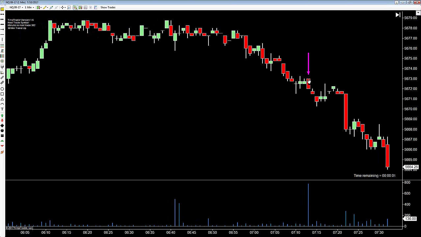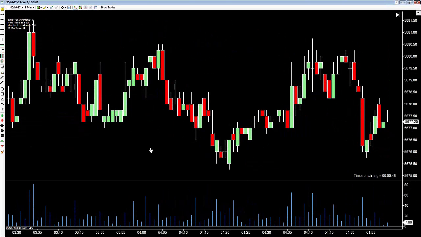Not really a significant amount of price movement. It is double. I would prefer to see it like this, but would not have taken that. That's earlier in the morning.